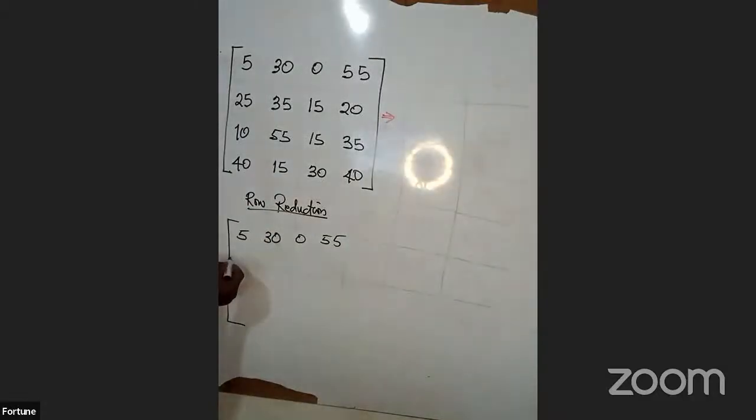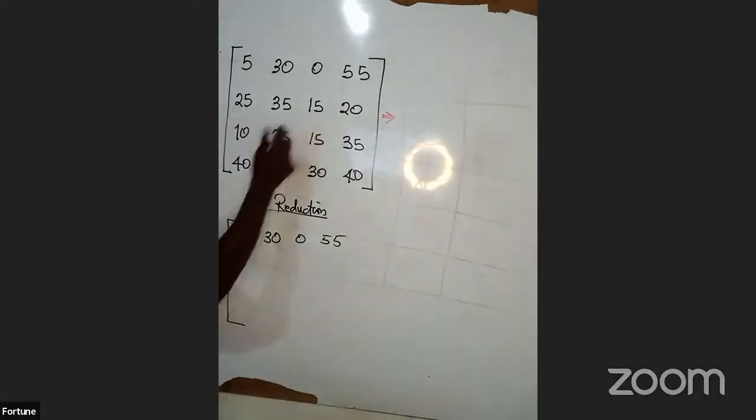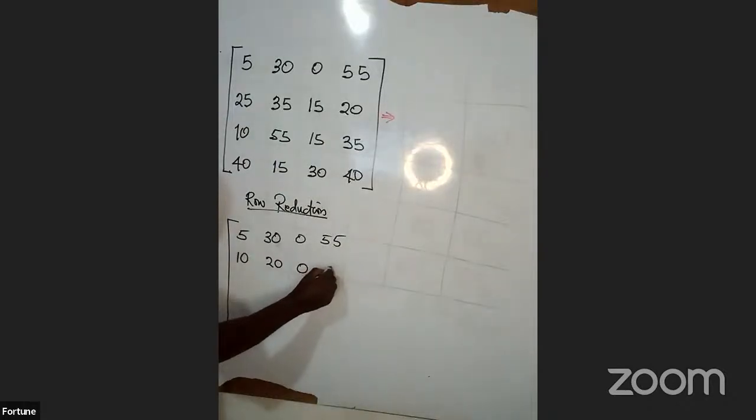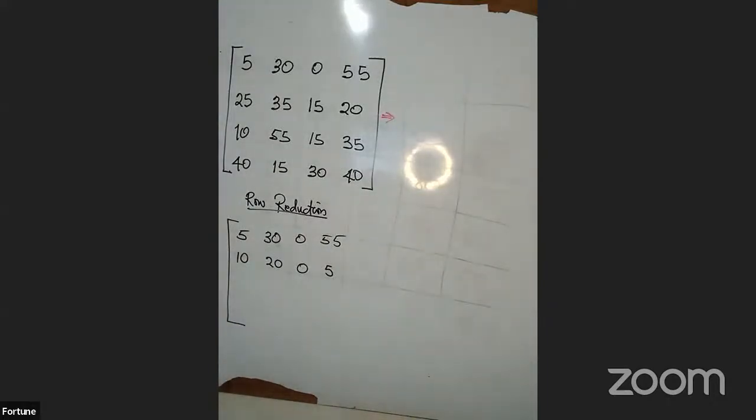The next row, the least is 15. Is that right? So we have 15. Yes. 25 minus 15 is 10. 35 minus 15 is 20. Then 0, and 5. The next we have the least being 10. So 10 minus 10 is 0.